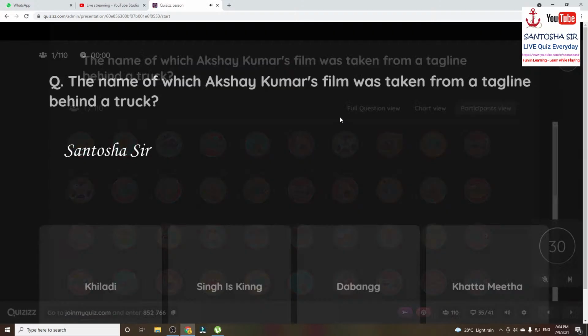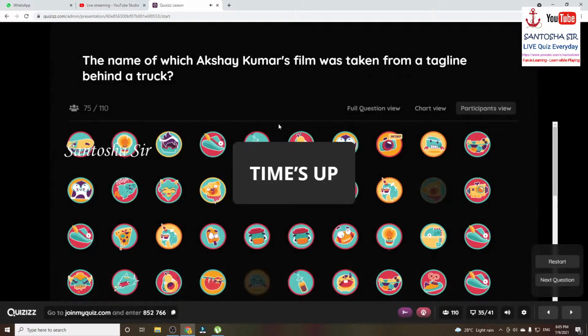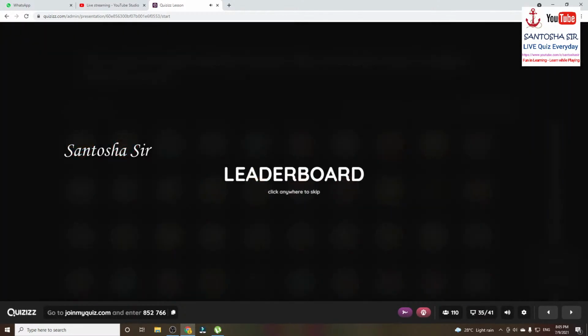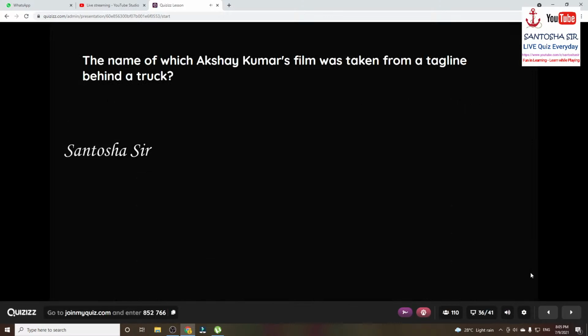Here comes. The name of which Akshay Kumar's film was taken from a tagline, "Behind a Truck"? Is that Khiladi, or Singh is King, or Dabang, or Katamida? Time is up. 75 only could answer, 76 did it. And third position replaced, 25 answered correctly.